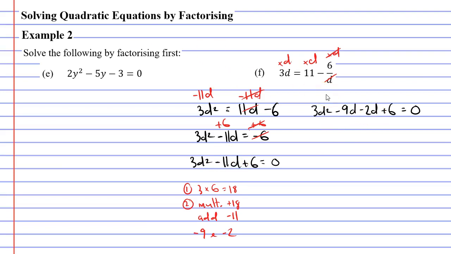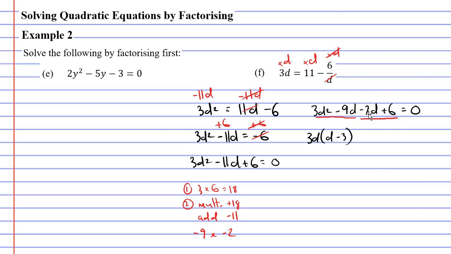I'm now going to split this into two groups, and I'm going to factorize each group. We'll start with the first group over here. What's the common factor for 3d squared and minus 9d? Well, I have a common factor of 3 as well as d. So I'll factor out the 3 and the d. 3d times d will give me 3d squared, and 3d times minus 3 will give me minus 9d.